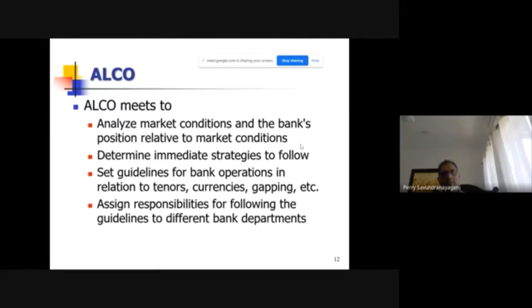So what does ALCO need to do? Analyze market conditions and the bank's position related to market conditions. Determine whether the strategies they follow are in line. Set guidelines to bank operations: tenors, currencies, gapping, etc. Assign responsibility for following guidelines to different bank departments. So basically, it needs to evaluate the balance sheet and see, okay, this is the balance sheet, this is the view on interest rates, this is what's happening out there. Are we still good with continuing this? Do we change our approach?